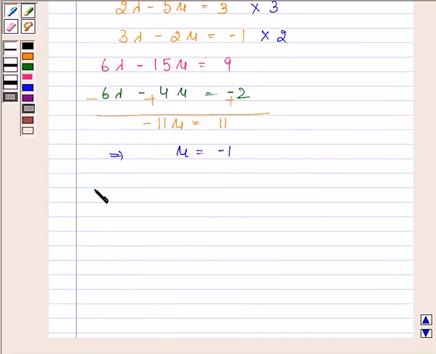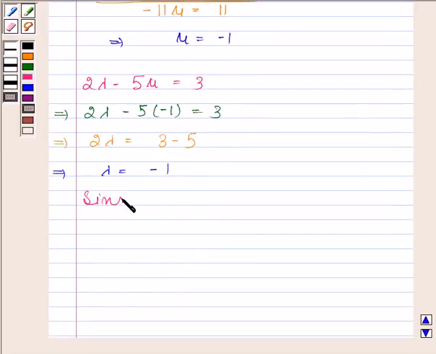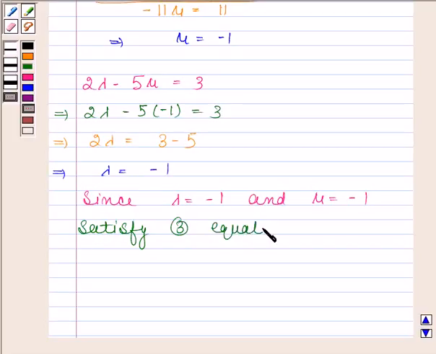Now 2 lambda minus 5 mu is equal to 3. Substitute the value of mu here and thus we get 2 lambda minus 5 into minus 1 equals 3. This implies 2 lambda is equal to 3 minus 5 and this implies lambda is equal to minus 1. Now since lambda equals minus 1 and mu equals minus 1 satisfy third equation, therefore, the given lines intersect.